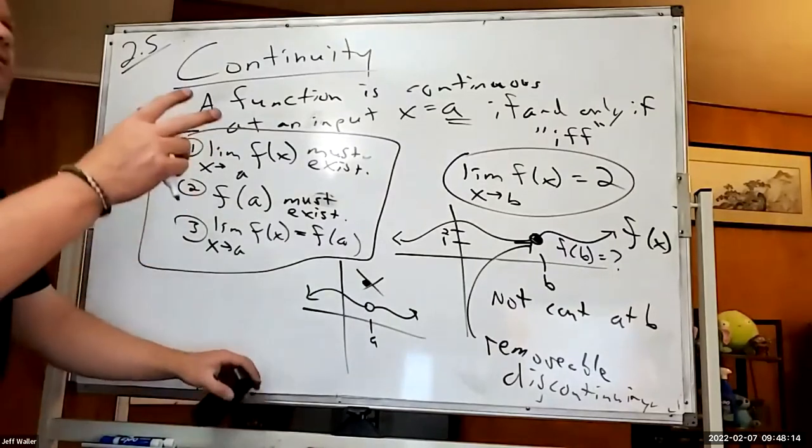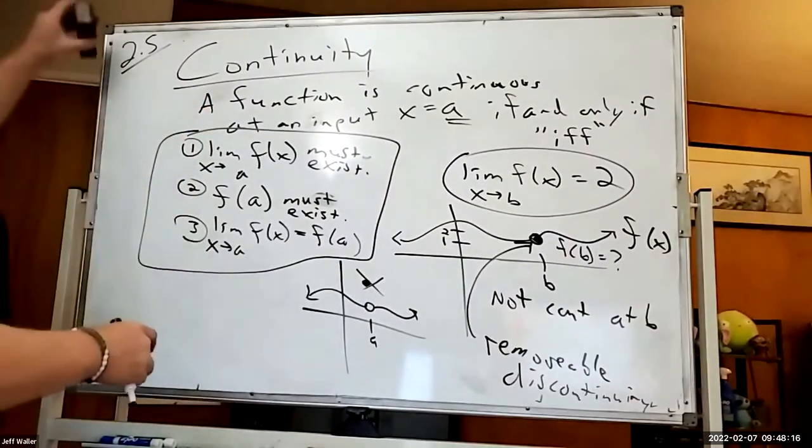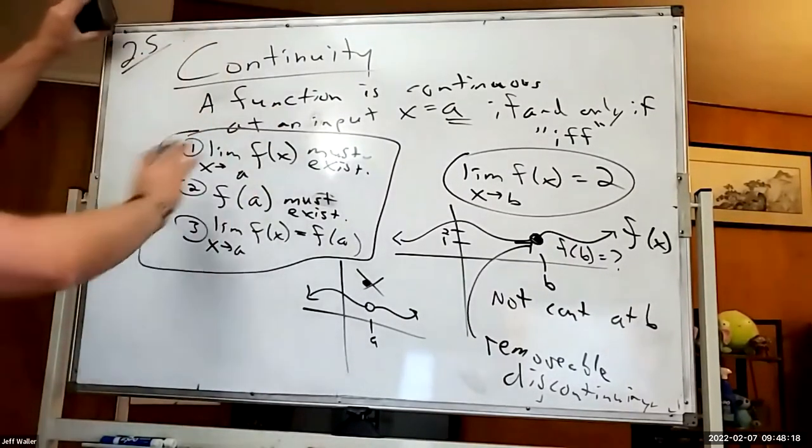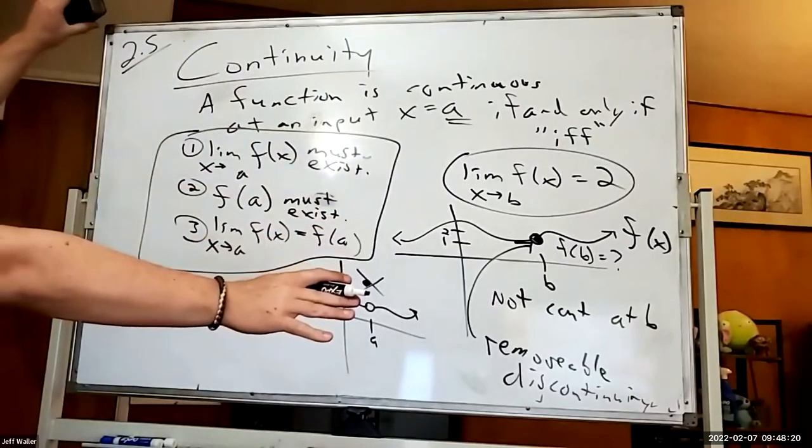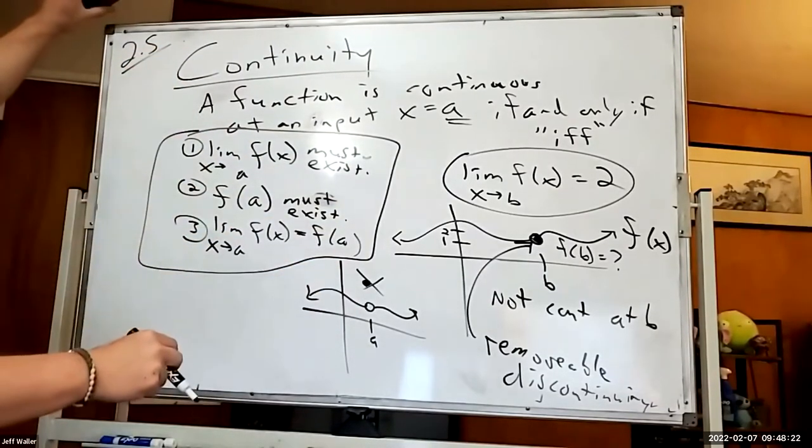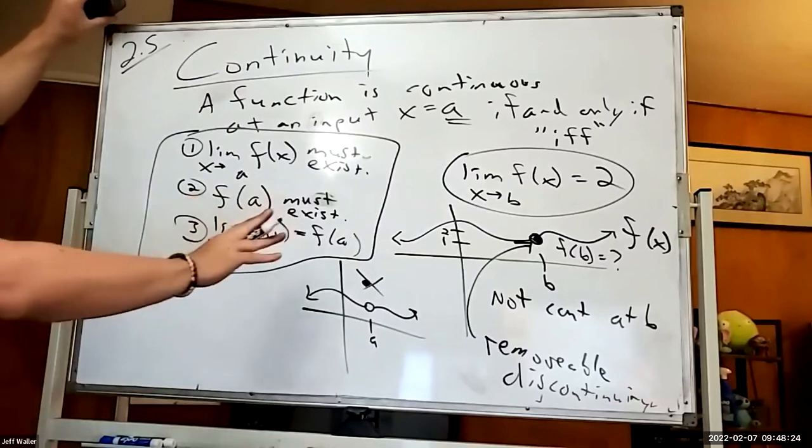Let me think. I've lost my train of thought. What was I gonna do next? Oh, this is huge. Has everybody got what they want from this? So again, this is section 2.5.